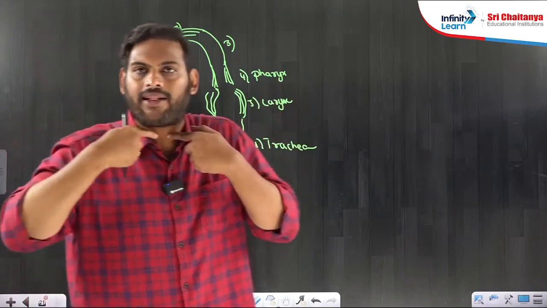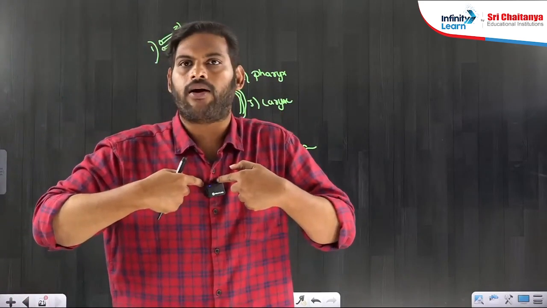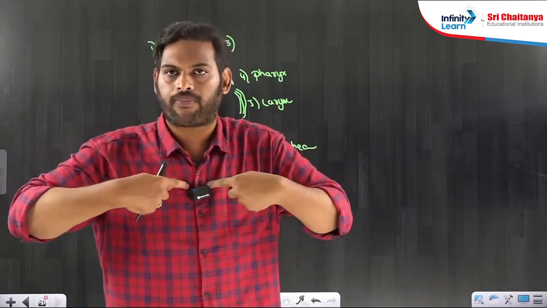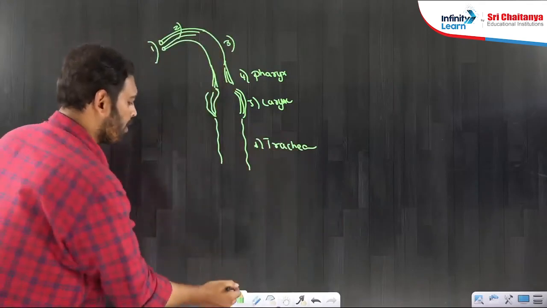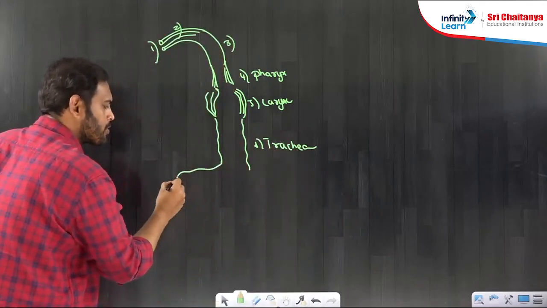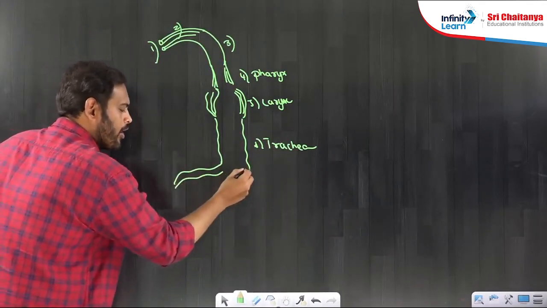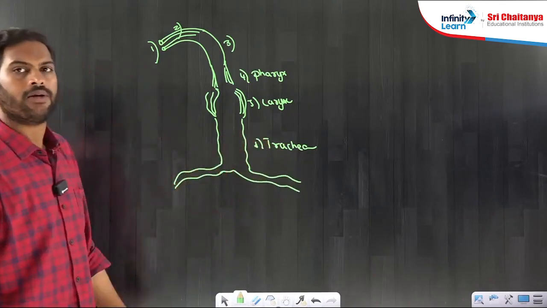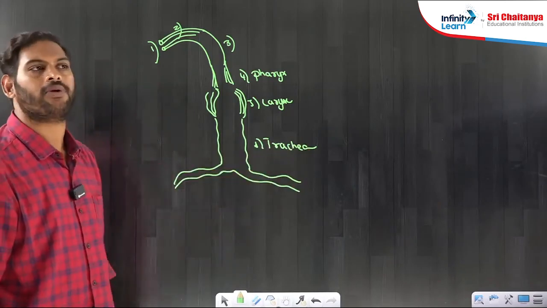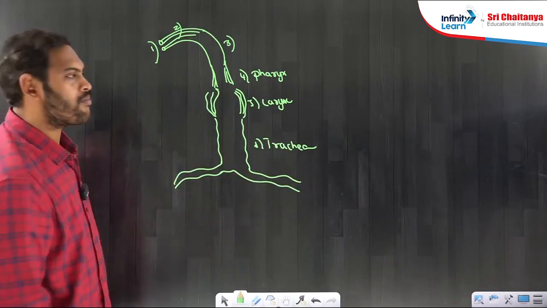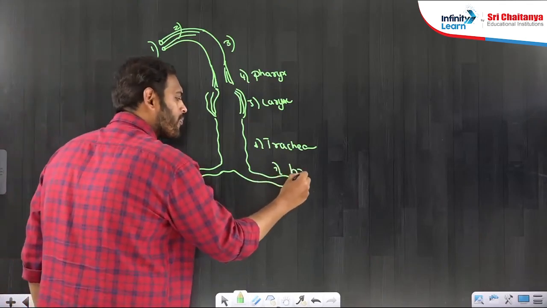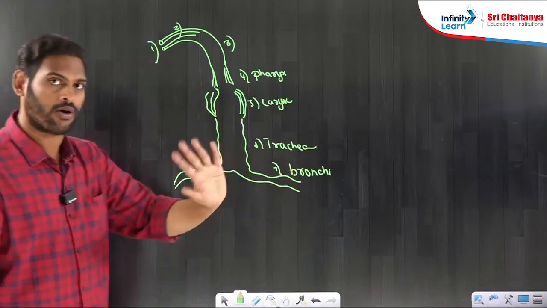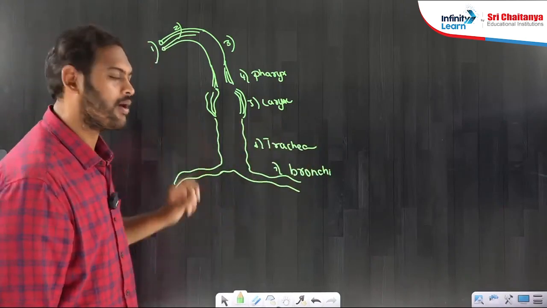Now, exactly at this location, almost parallel to the fifth thoracic vertebra, this trachea splits into two branches. Now, a question for you. What do you call these branches coming from the trachea? These branches are called bronchi. Bronchi, not bronchioles, bronchi.